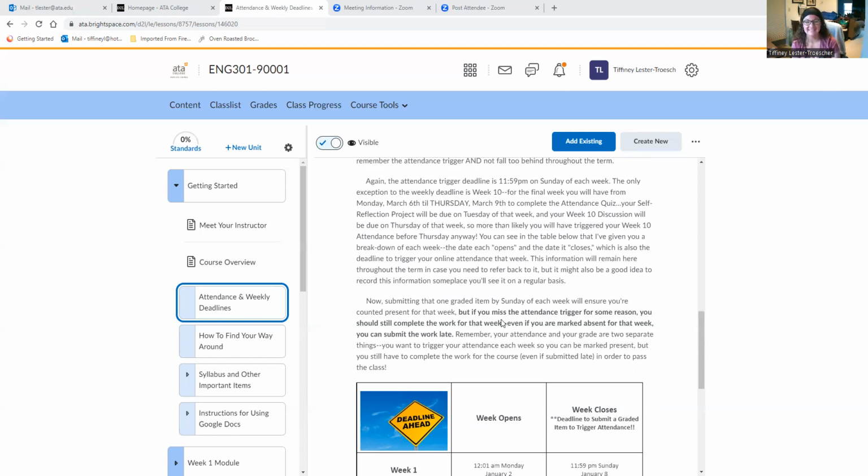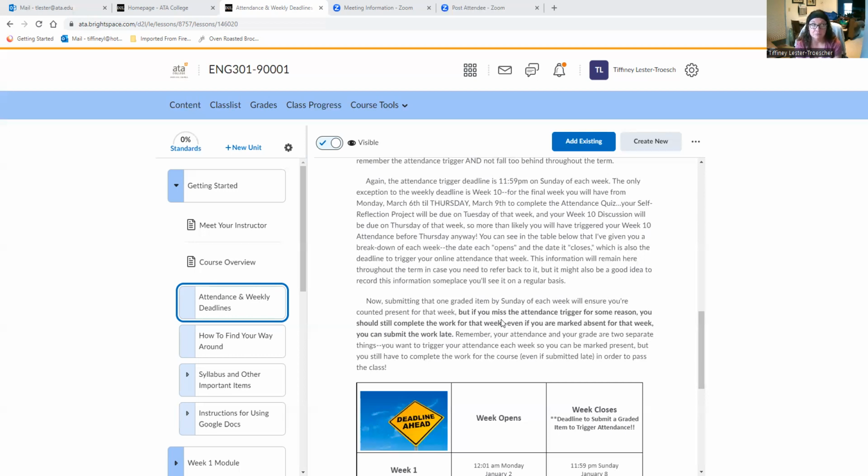But for all the rest of the weeks, you have from Monday at 12:01 until Sunday at 11:59 p.m. to submit at least one graded item to be counted present. The easiest one to do is the weekly attendance quiz, right? But any graded item will suffice, right? Now, submitting that one graded item by Sunday night does ensure that you get counted present for that week.